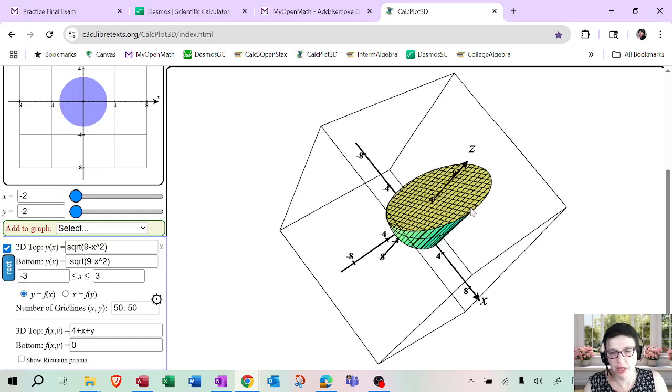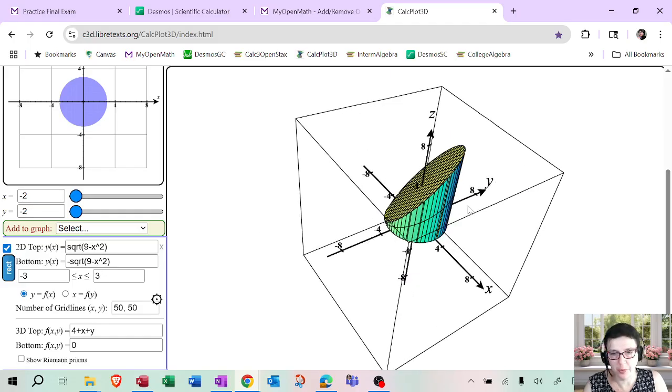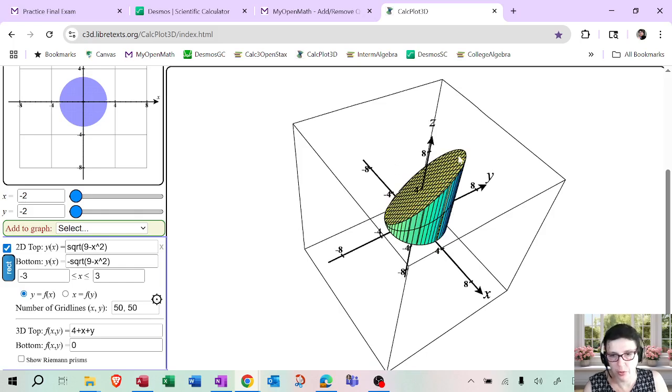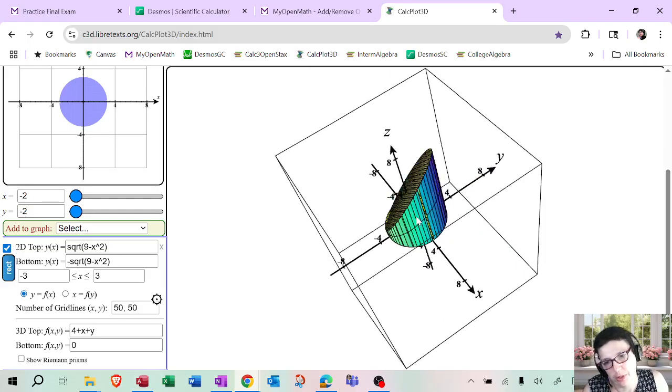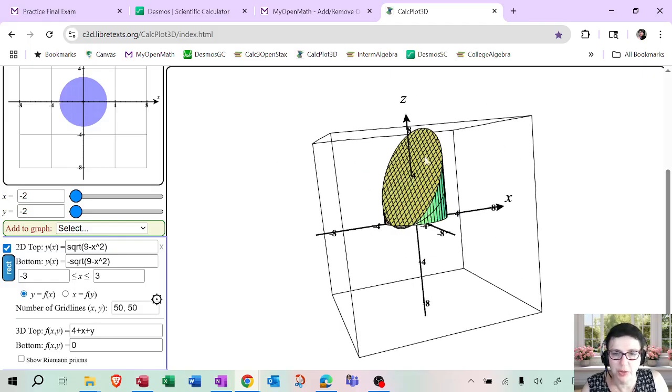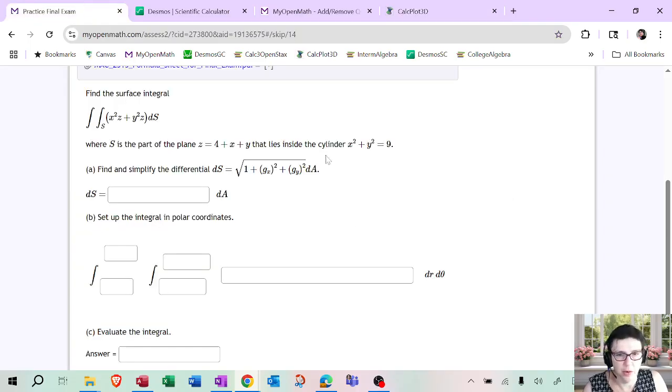It's just going to be part of that plane that has to be bounded by the cylinder, so you cannot get out of it. It's kind of like a slanted circle, which is an ellipse, most likely. Okay, so this is what we're trying to do: integrate over this yellow surface. Let's see how we do that.